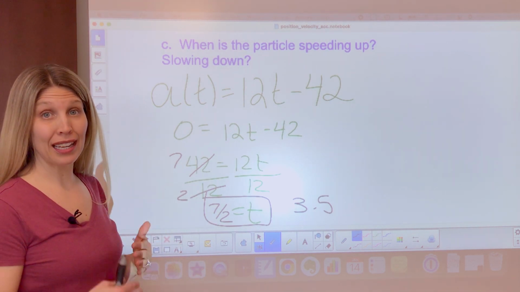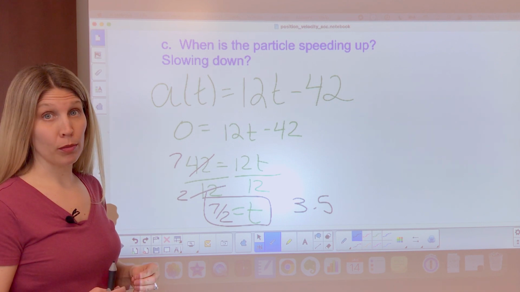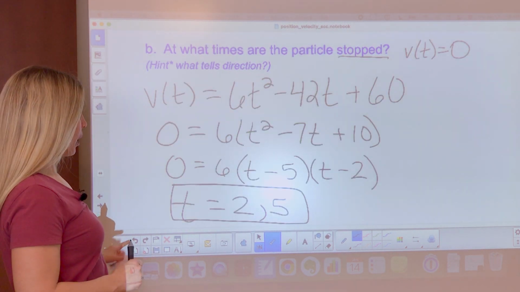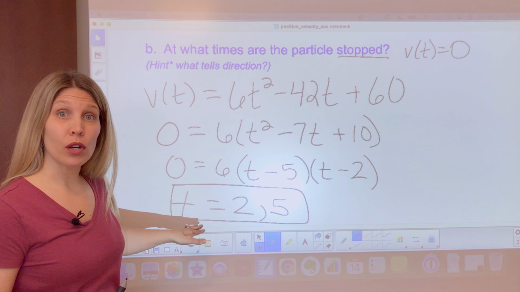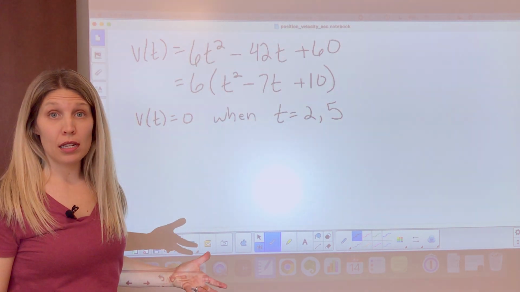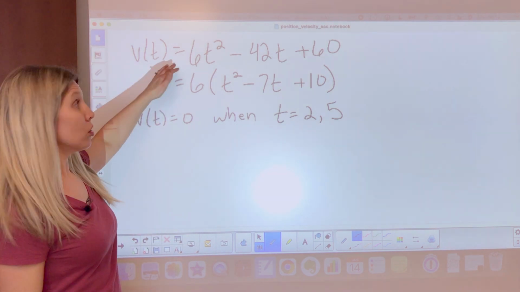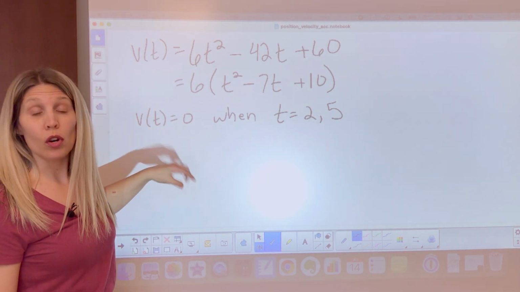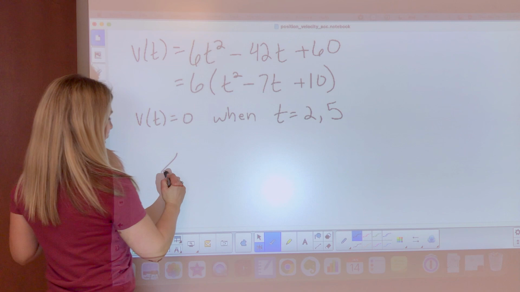Next, we're going to set up our number line analysis with both of those pieces of information. So if you remember, our velocity equals 0 at 2 and at 5. So here we have our velocity information. We have our original equation and when t equals 0. I'm going to stick this on a number line.